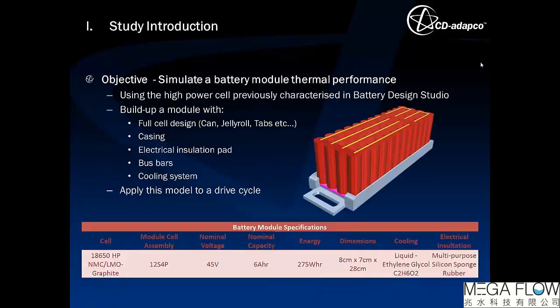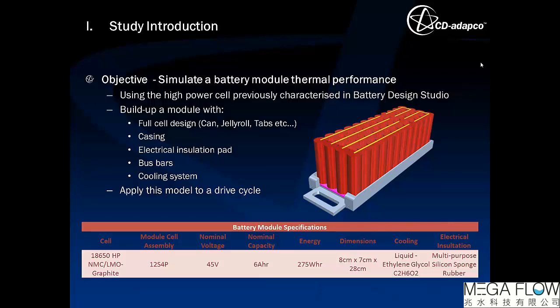Well, the objective of the study is to simulate a battery module thermal performance. We will be using a high power cell previously characterized in Battery Design Studio and previously enhanced by Bob Spotnitz, and I will use it to build up a full module, and adding all the components of the cell, the can, jelly rolls, tabs, etc., but also the components of the module, the casing, the electrical installation pad, the bus bars, cooling system, etc. I will also apply to this battery module a drive cycle, namely a US06 drive cycle.